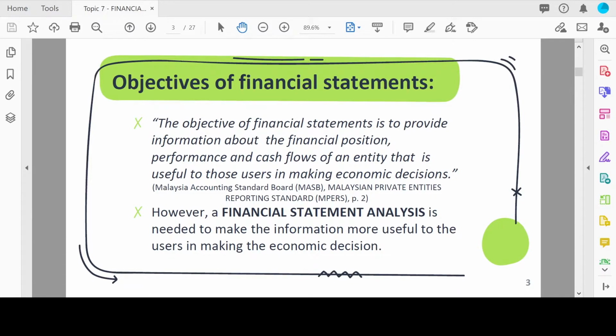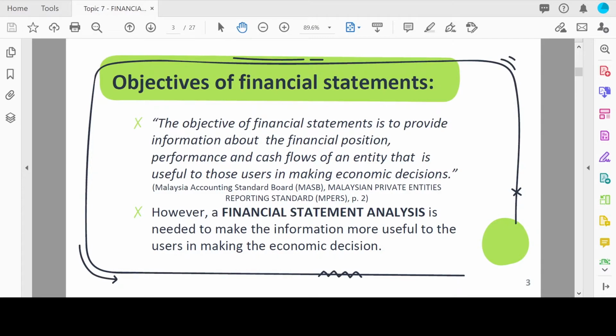So from Malaysian Accounting Standard Board, in Malaysian Private Entities Reporting Standard, paragraph 2 stated that the objective of financial statement is to provide the information about the financial position, about the financial performance, and also about the cash flow of an entity that is useful to those users in making economic decision. So, to provide information for these financial position, performance, and cash flow is by preparing the financial statements, which are statement of profit or loss, statement of financial position, and also statement of cash flow.